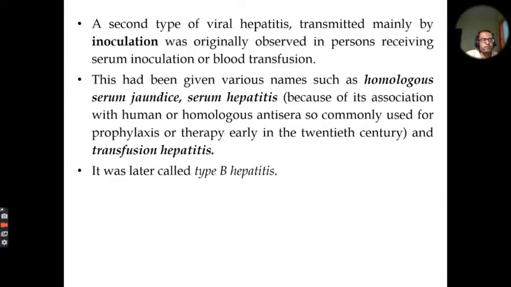Such a spread of hepatitis virus through the inoculation mode is called transfusion hepatitis, homologous serum jaundice, or serum hepatitis, because the mode of transmission here is the inoculation of serum. If that serum sample is contaminated with hepatitis B virus, then such transmission of hepatitis virus and the cause of this disease is known as transfusion hepatitis or serum hepatitis.